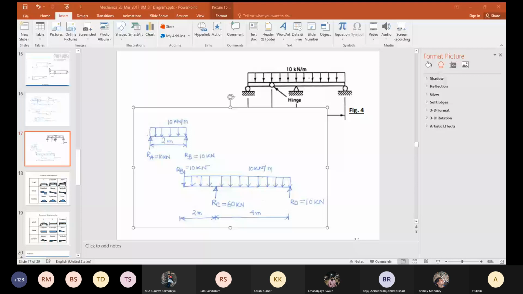Yeah, so I think this is the best way of doing it: break it into two, calculate the reactions, draw the BMD of the two independently, and join it. To check that your answer is right, the bending moment at the hinge should be 0.